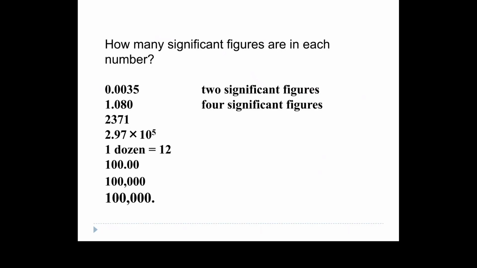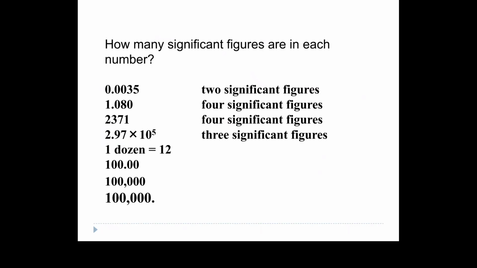2371. That one's easy. 4 sig figs. Anything non-zero counts. All right. How about the scientific notation number? We only look at the decimal part of scientific notation, right? We don't look at the times 10 to the stuff when we're considering how many sig figs in scientific notation. So this is the only part that counts. And how many is there? 3.